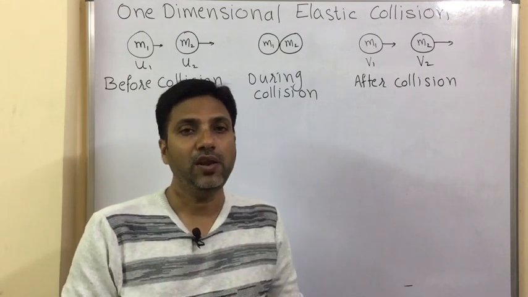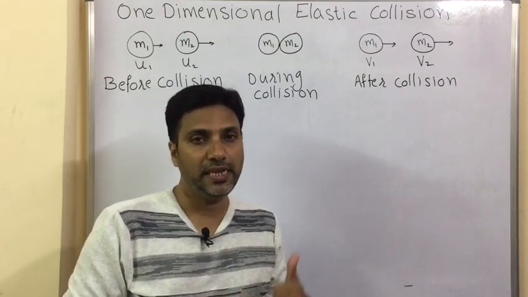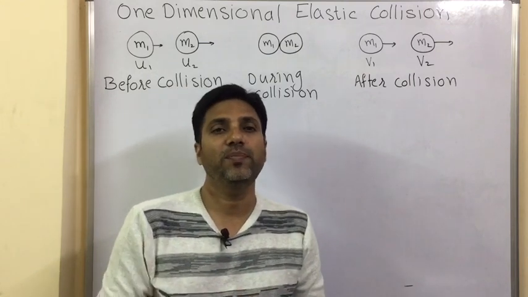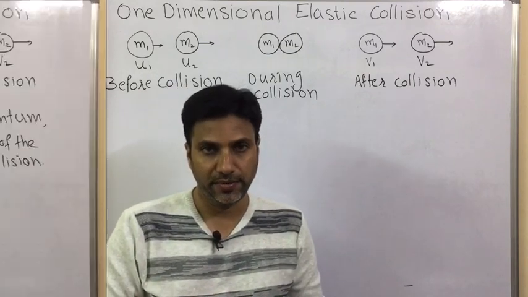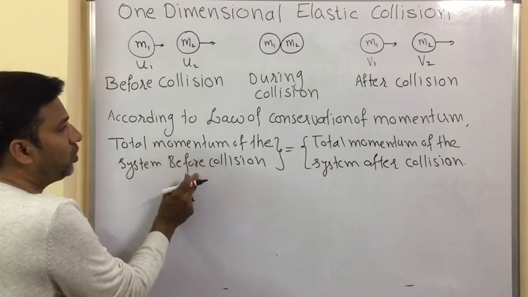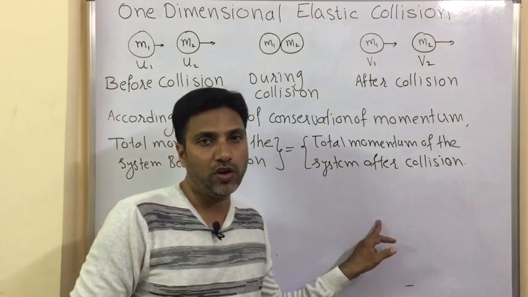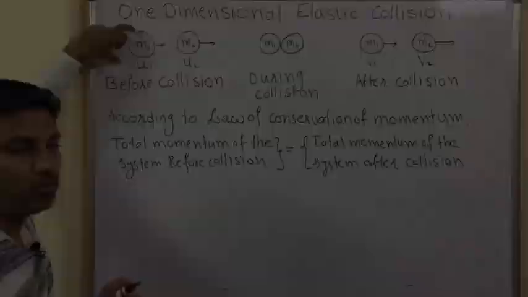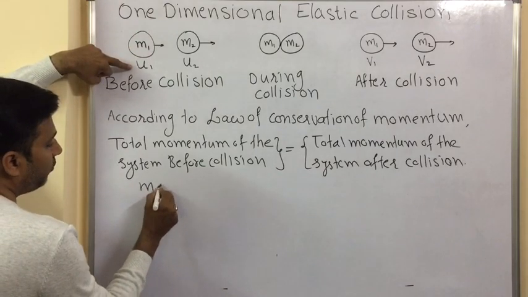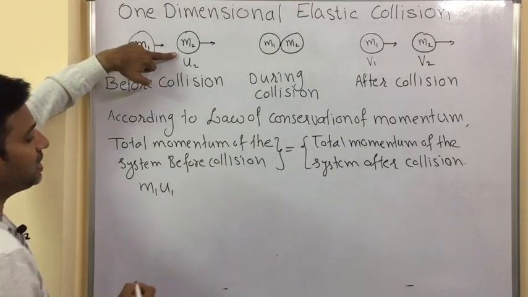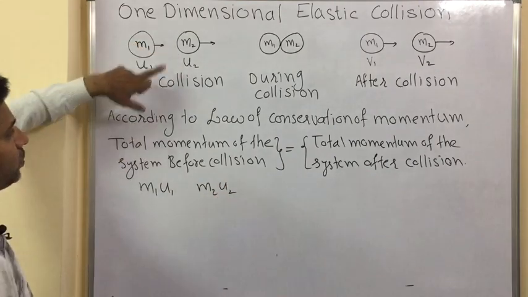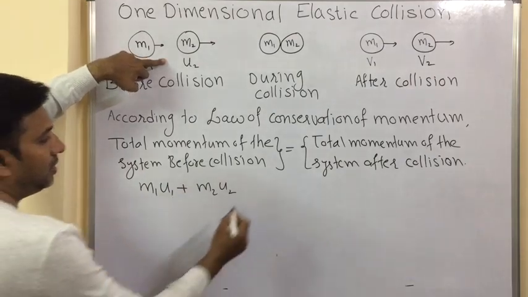Now we have to apply law of conservation of momentum in this case. First of all we have to apply law of conservation of momentum, then we have to apply law of conservation of energy. Let us apply law of conservation of momentum. Here you can see that total momentum before collision is equal to total momentum after collision. Momentum of first sphere is m1 u1. We will write here m1 u1. Then momentum of second sphere m2 u2. We are telling total here, so we have to add, plus, equal to.